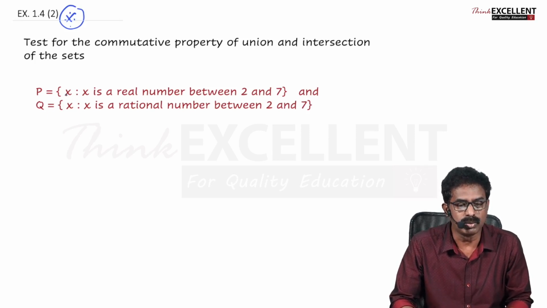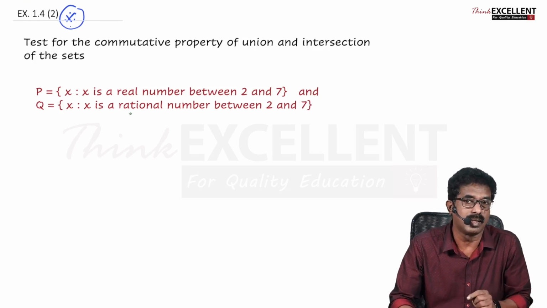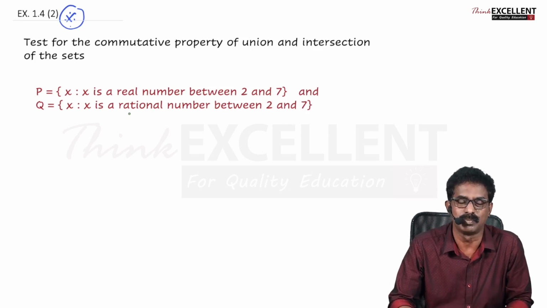So P equal to set of all x such that x is a real number between 2 and 7. And Q is set of all x such that x is a rational number between 2 and 7. Both between 2 and 7 only, but you must know thoroughly what are real numbers, what are rational, what are irrational. Then you can do the sum very easily.